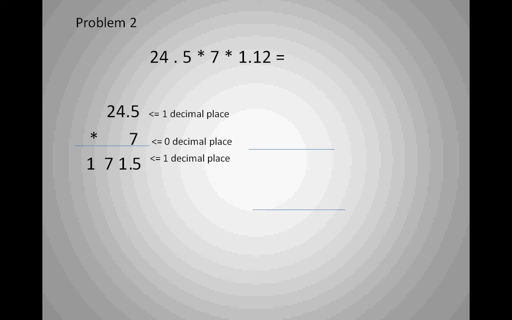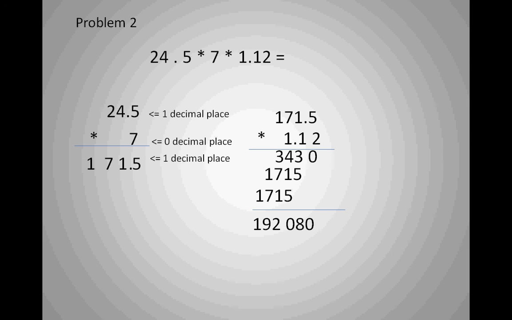And you can take 171.5 to multiply by 1.12. Then again, ignore the decimal and start solving the problem. The answer that you solve will be 192,080. So how many decimal places are there? Let's count. There is 1 decimal place in the first number, and the second number has 2 decimal places. So the total is 3 decimal places. So the answer will be 192.080. But actually, you don't really need the 0 at the end, so you can just delete it. And the final answer will be 192.08.